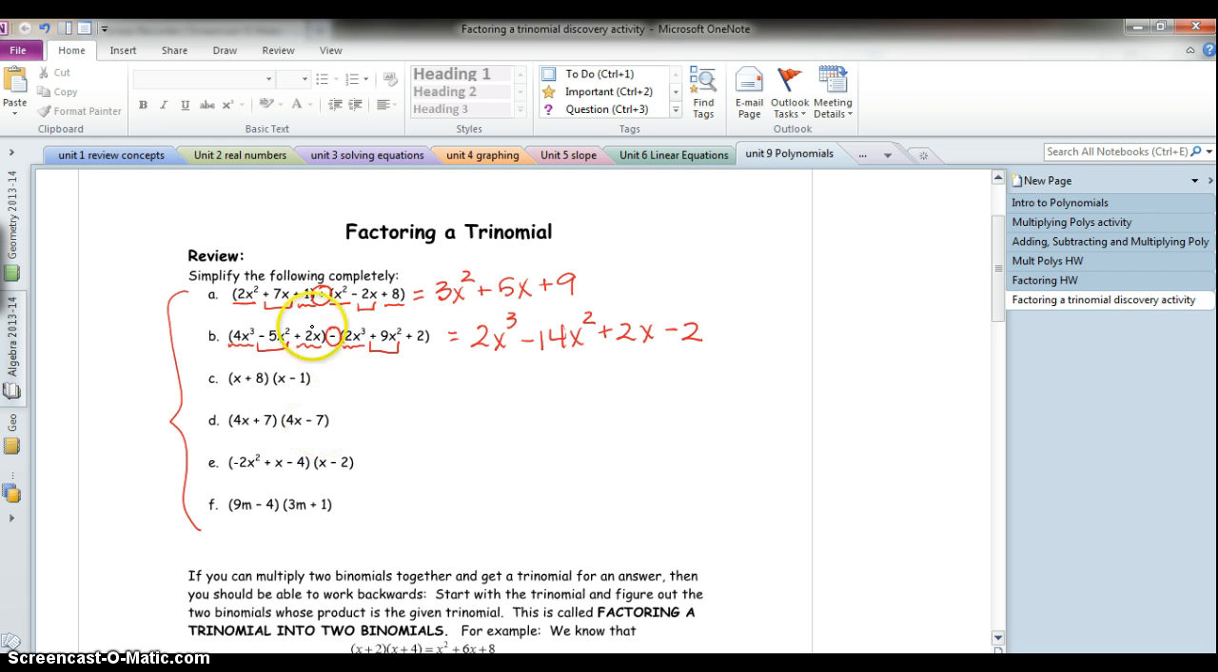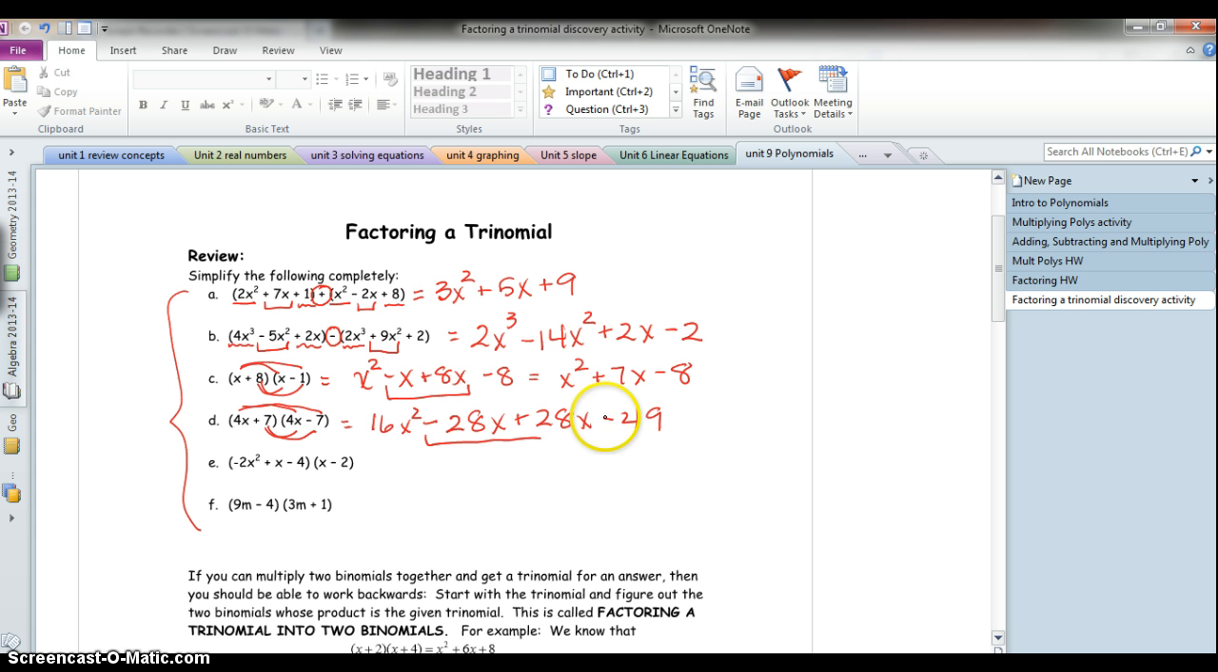The next 4 are all multiplication problems, which means we're distributing. So I have x squared minus x plus 8x minus 8. Combine your like terms here in the middle. Next one is 16x squared minus 28x plus 28x, and then minus 49. Again, your like terms in the middle give you 16x squared minus 49.